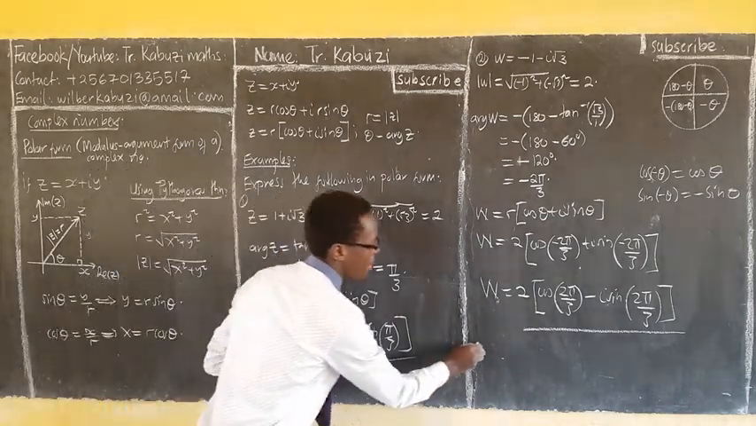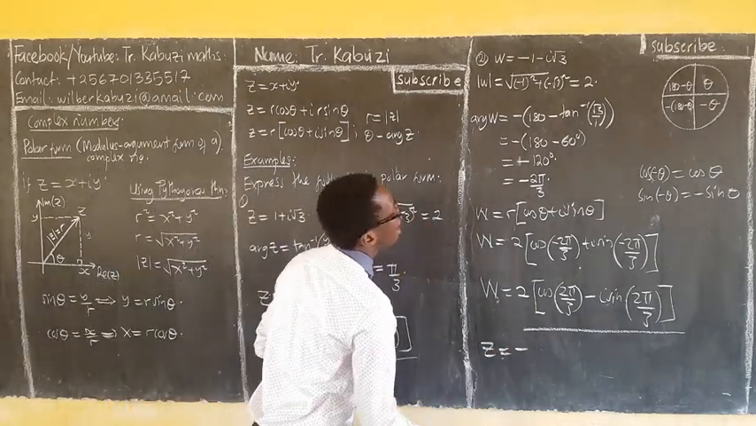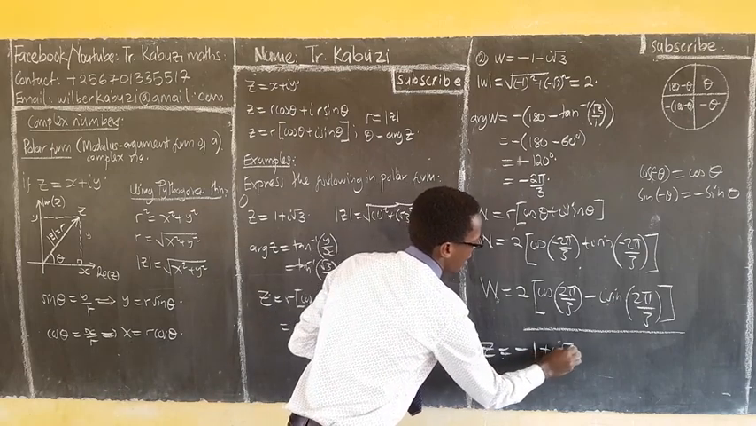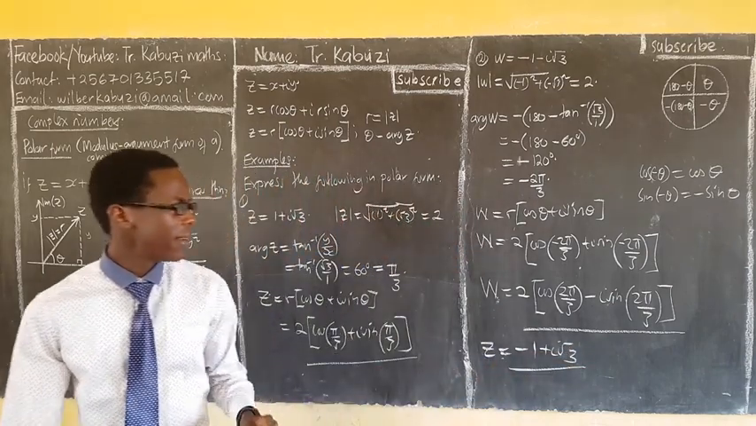You can try out this one, by the way. You try out when you have negative 1 plus i root 3. You find the modulus argument form of that number.